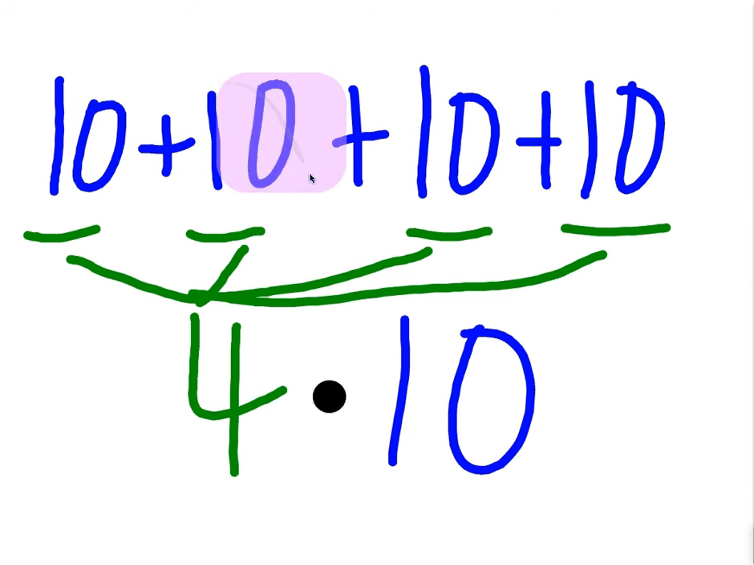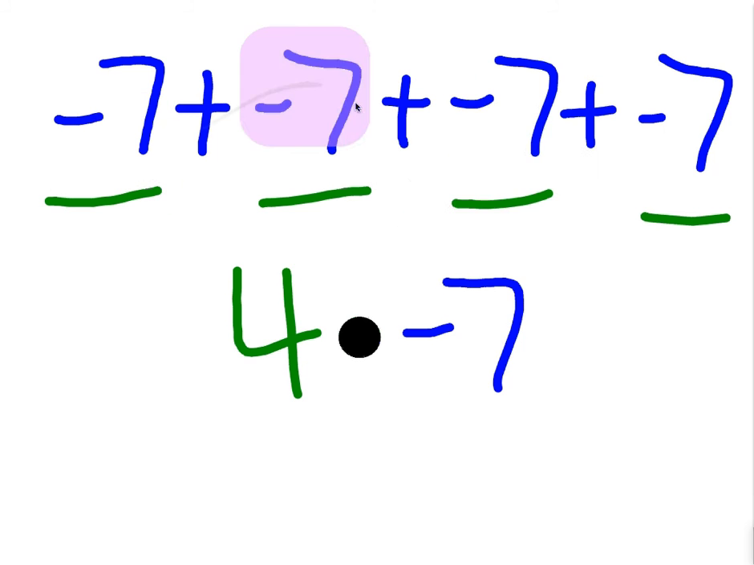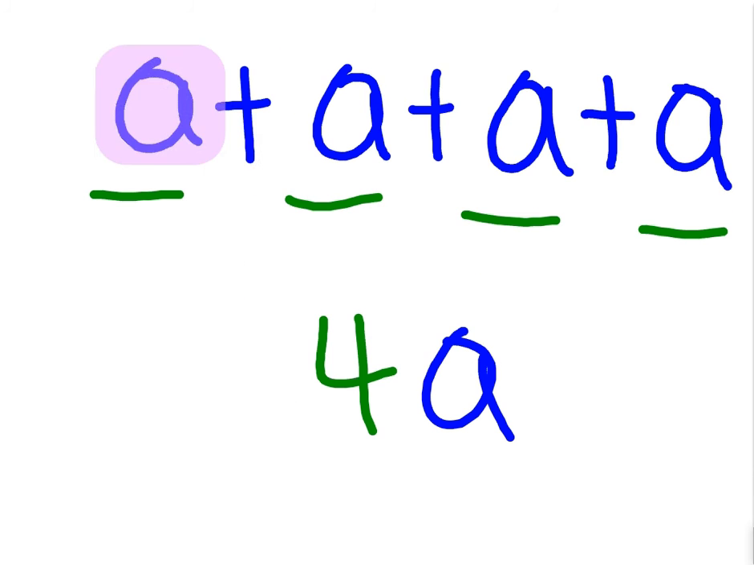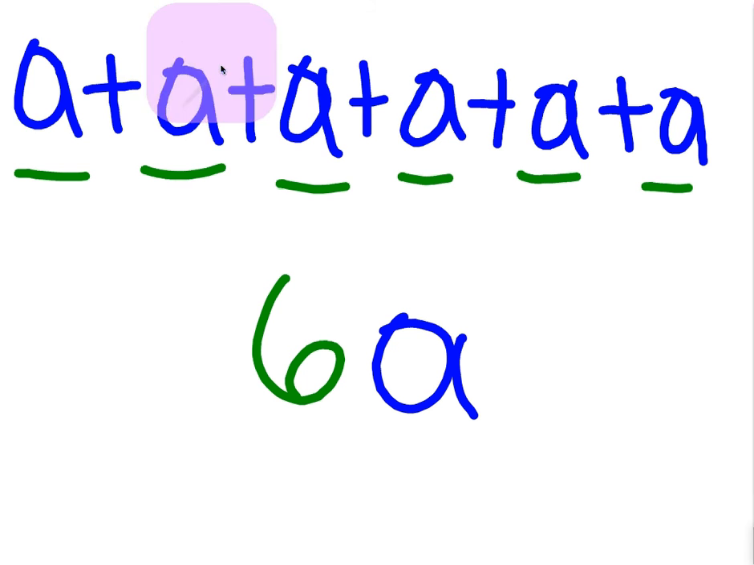4 works the same way. 10 plus 10 plus 10 plus 10 is just 4 times 10. 1 added 4 times is 4 times 1. Negative 7 added 4 times is 4 times negative 7. In general, if you add a number 4 times, it's the same as 4a, right? 4 times a. Same thing as if you add that number 5 times. Remember, a stands for any number. So if you add any number 5 times, it's the same as 5 times that number. Or even 6 times. 1, 2, 3, 4, 5, 6 is just 6a.